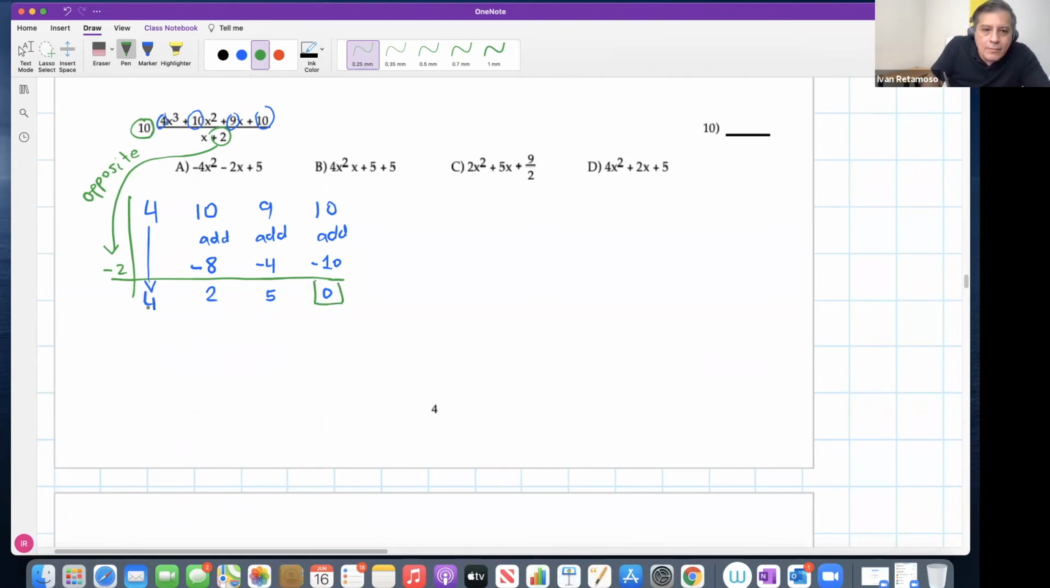So I just have to focus on the quotient, right? So answer the quotient. The quotient will be what? This will be the constant term. This, remember, is the coefficient of the x term. And this, since there is an extra number there, has to be the coefficient of the x squared term, right?